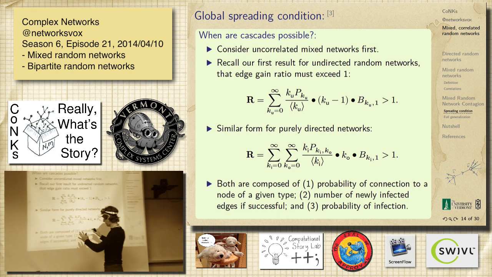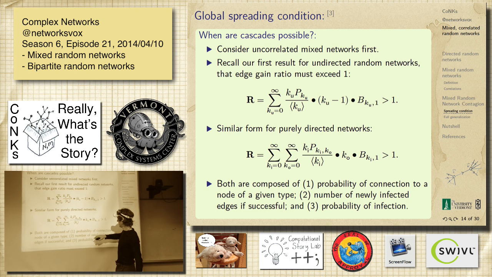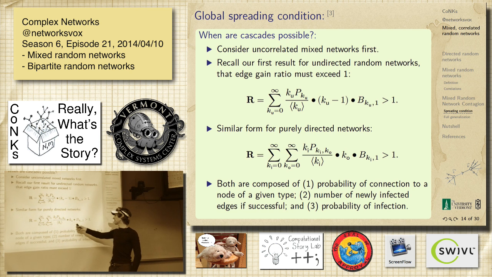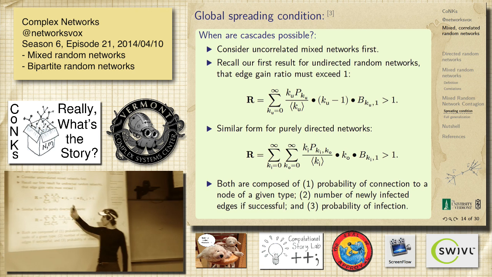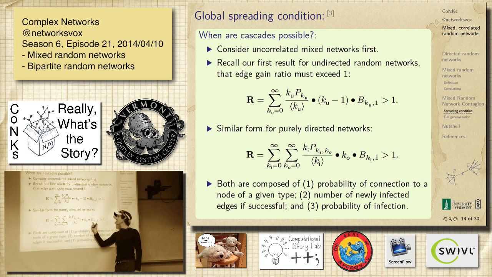Yeah, so these are the words, right? Probability of connection to a node of a given type, the number of newly infected edges, these two guys, and then the probability of infection. So we're going to see that kind of structure repeated over and over. Again, we have that same b_ki, 1 story here.